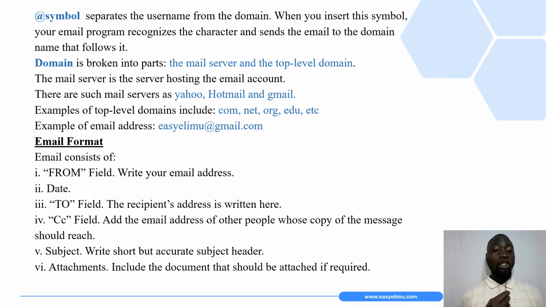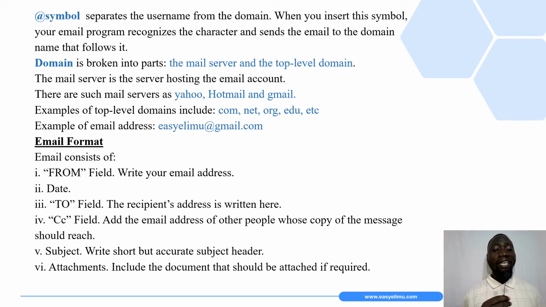Then the next part, we have the to field. So it is indicated as to. So here you write the recipient's address. So the recipient's address is written here. Then the next part, we have the CC field, that is carbon copy. So under the CC field, we are told that we are supposed to add the email address of other people whose copy of the message should reach.